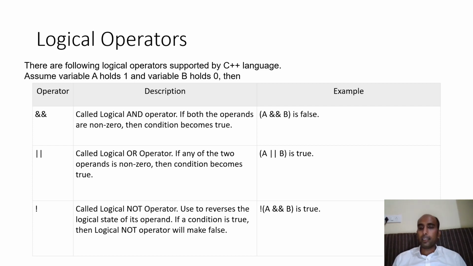And what about negation? Not. Not will make true a false and false a true. So look here: the value of a is 1 and the value of variable b is 0, then a and b will become 0, that is false. A or b, because any one is 1, that is true. A and b is 0, meaning false, and it is written not of a and b, that is true.